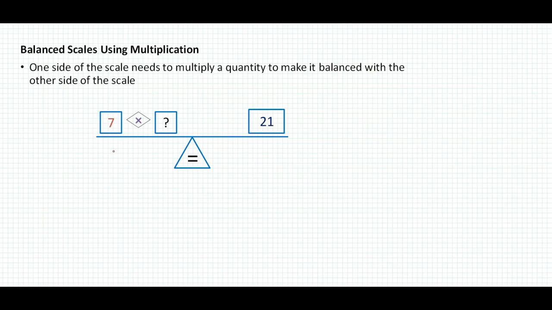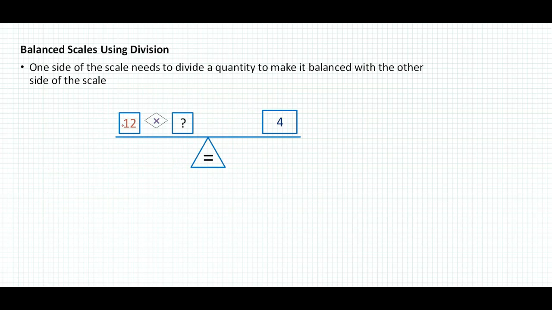So I need 7 plus 7 plus 7. This is going to give me 21, or I can say 7 multiplied by 3, which is also going to give me 21. So if I have 3 objects that weigh 7 pounds each on the left-hand side, I'll be able to balance the scale out with the right-hand side with 21. So I'm going to multiply 7 by 3 to get to 21.